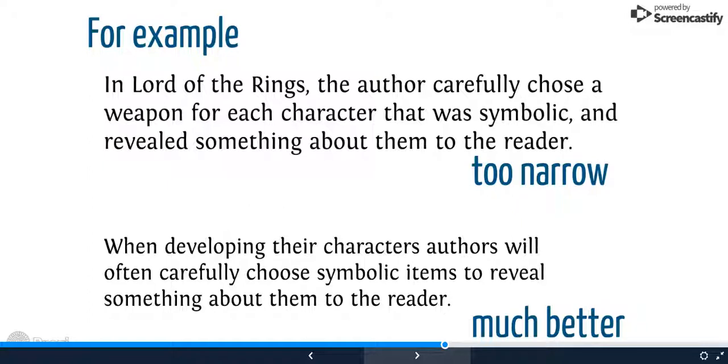When developing their characters, authors will often carefully choose symbolic items to reveal something about them to the reader. And so this at least shows us, okay, we can talk about any book, so maybe we'll choose four different books, or maybe we'll choose one book and pick several different characters. But at least this shows us, why are authors doing this? Why are characters symbolic? What is this item, and how does it relate to who this character is? Much more to talk about.